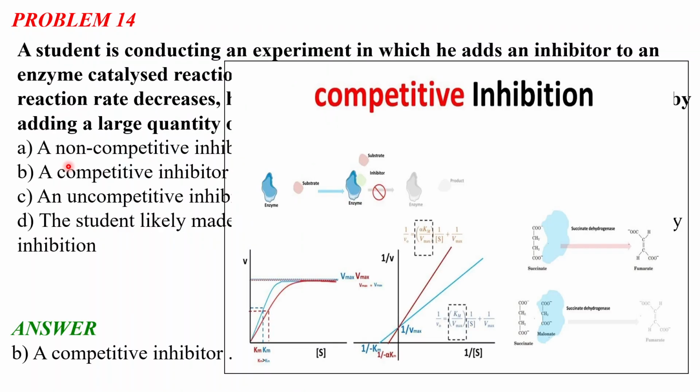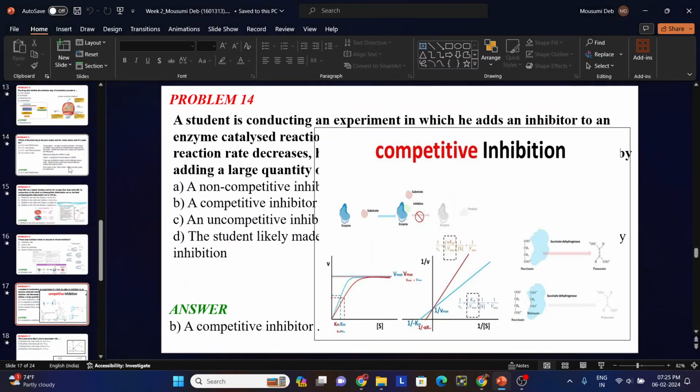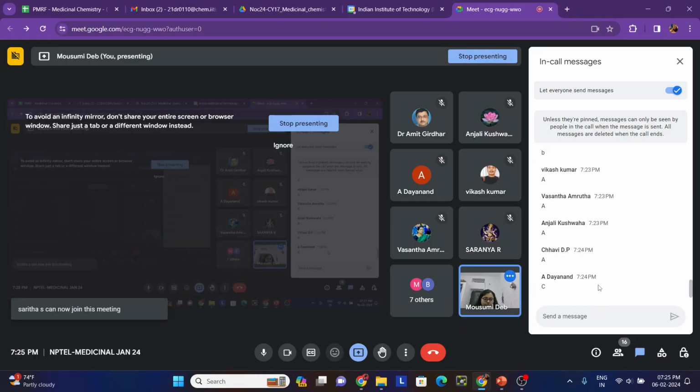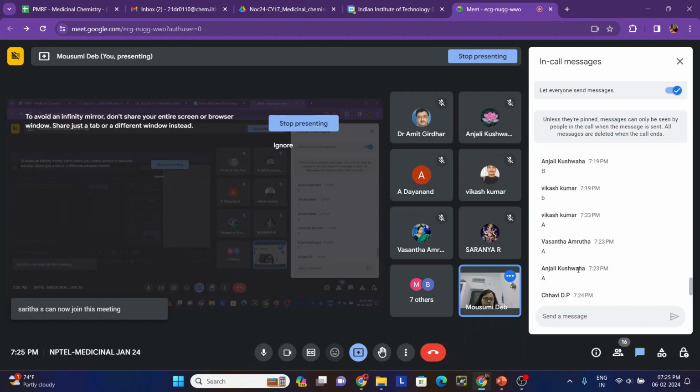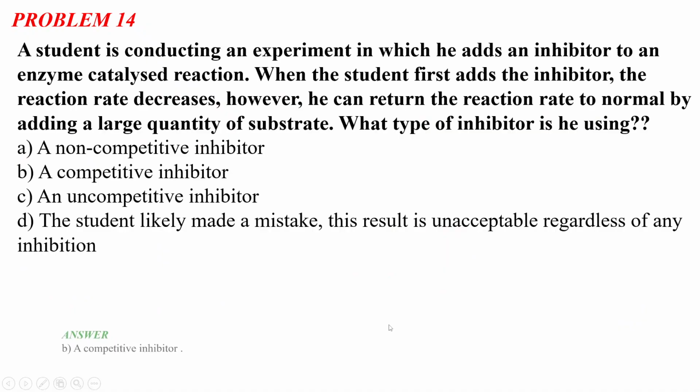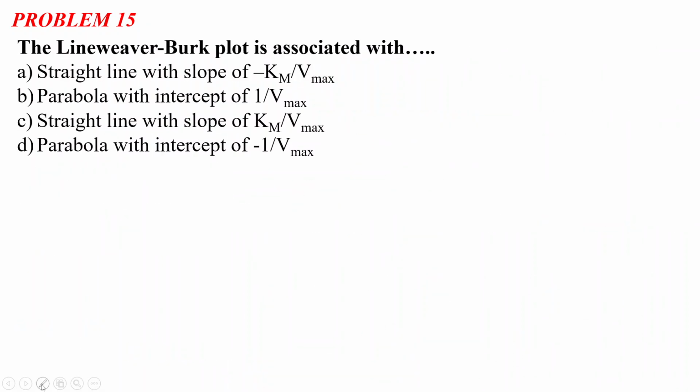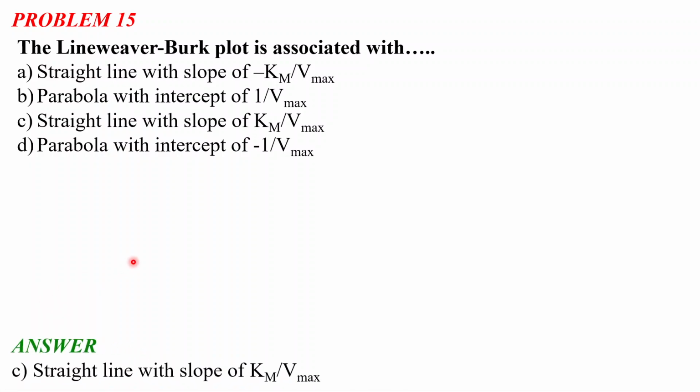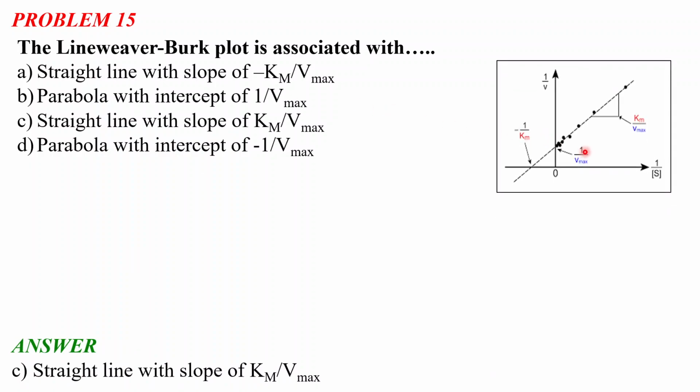Let me check the chat box if there are any answers for this question. Number A, number C, number A. So I have number A and number C. Okay, let us check. So the correct option will be number C, straight line with a slope of Km by Vmax. So this is the Lineweaver-Burk plot.